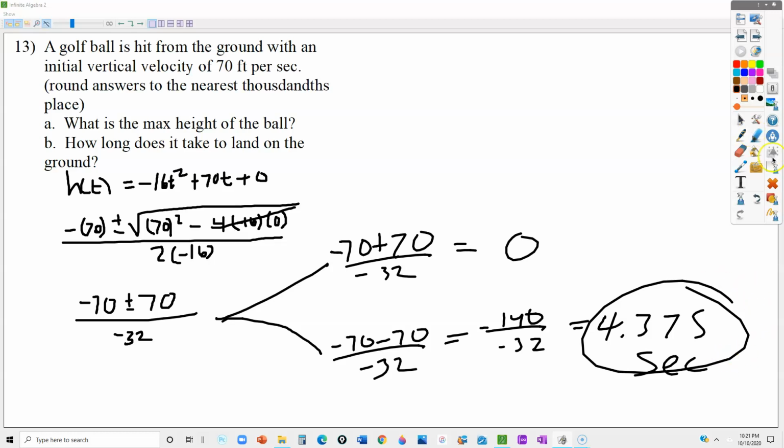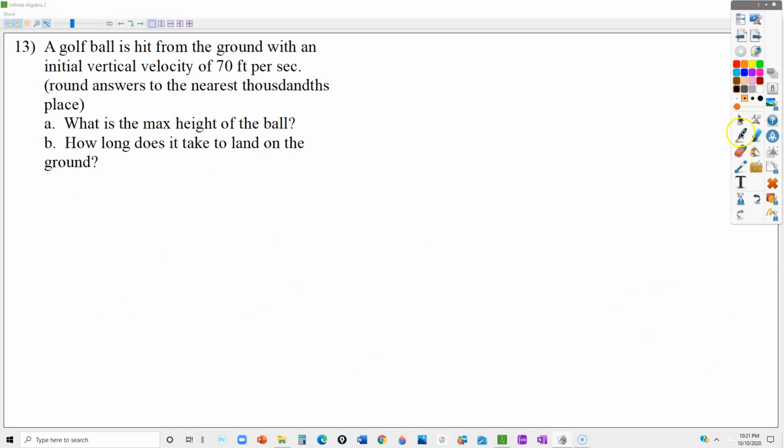Okay. Now, there's lots of other stuff that we could do here. I could ask you, how long does it take to reach the maximum height? Well, we already found that actually. It was 2.188 seconds because it's just the x value of the vertex. Another thing I could ask you guys with these is, what's the height of the ball at 5 seconds? Well, that's actually too long because after that the ball's already landed on the ground. Well, let's say I just asked you guys, what's the height of the ball at 3 seconds? Well, basically you just plug this in into your formula and simplify it and you'll get your answer.